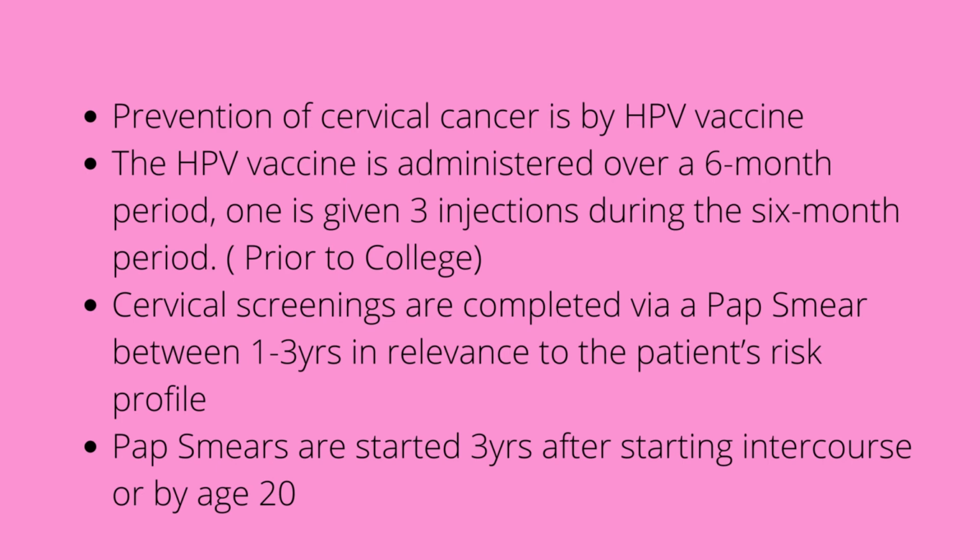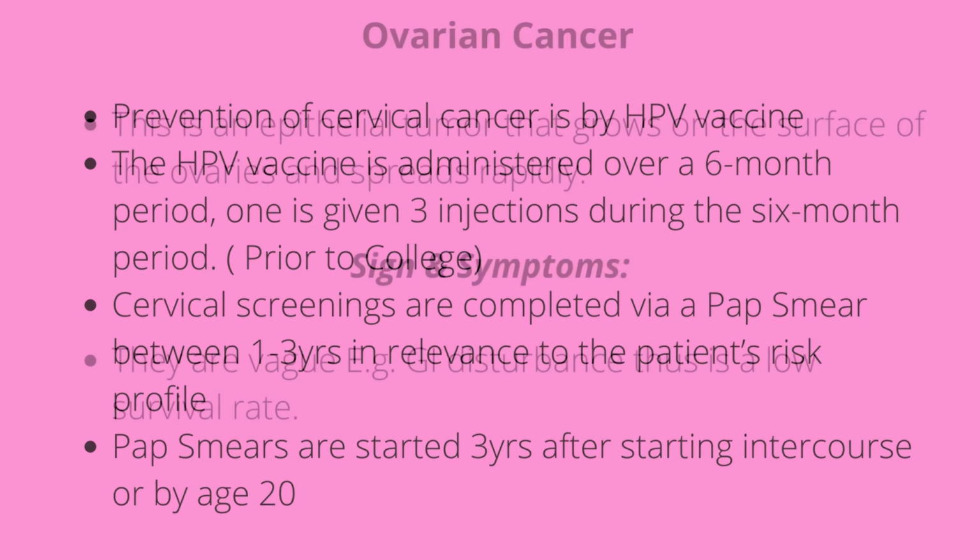We also do cervical screenings, which are completed via pap smear every 1 to 3 years in relevance to the patient's risk profile. So if the patient is at risk for cervical cancer, we perform these pap smears every 1 to 3 years, depending on their risk. And the pap smears are started, remember this, 3 years after starting intercourse or by the age of 20.